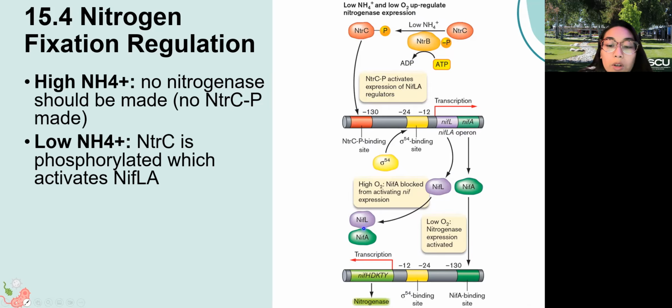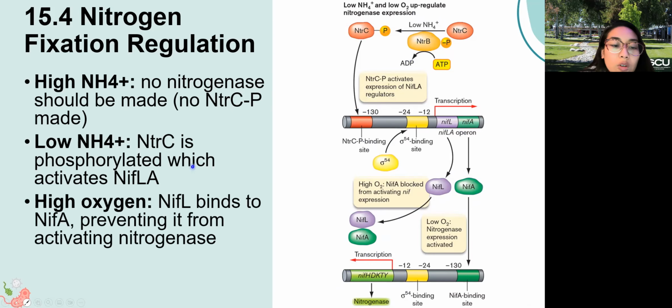And so that's the whole point of NIF-L and NIF-A. They're able to turn the gene on or off depending on the oxygen levels. So if there's high oxygen, we don't want the nitrogenase from being made, because again, nitrogenase is useless when oxygen is high. And so what happens when there's high oxygen is NIF-L will bind to NIF-A. So they will produce this giant complex together, and that will prevent NIF-A from binding here. NIF-A happens to be the activator for the nitrogenase gene.